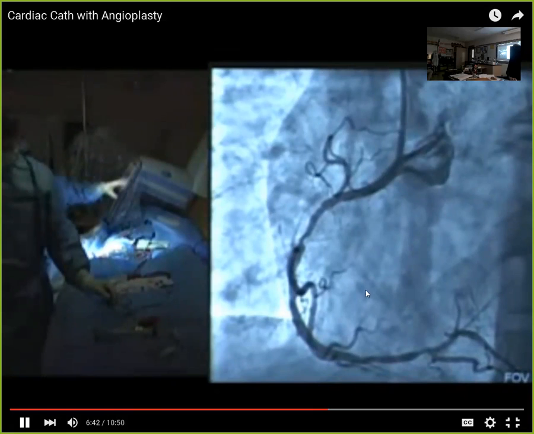So they got it all fixed. They got it flowing again. It's not stopped up here anymore. But they're going to have to do something to fix that. So they'll probably put a stent. I'll show you guys a stent real quick.